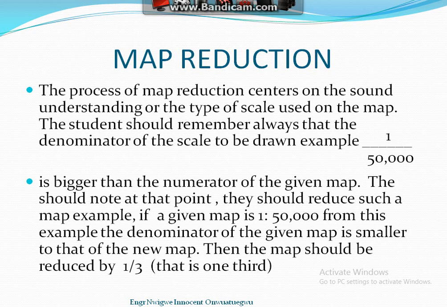Example, if a given map is 1:50,000, from this example, the denominator of the given map is smaller than that of the new map. Then, the map should be reduced by 1/3, that is 1/3.